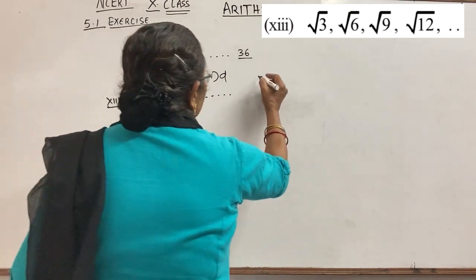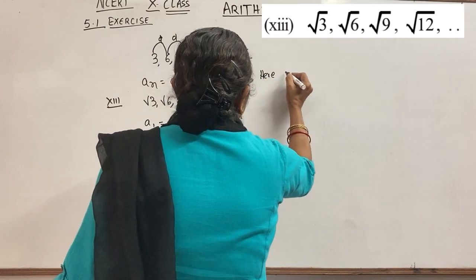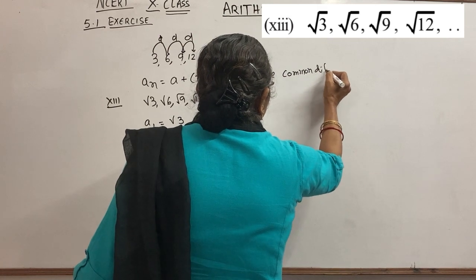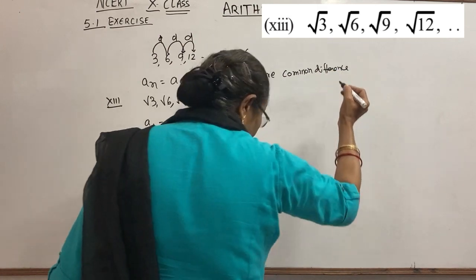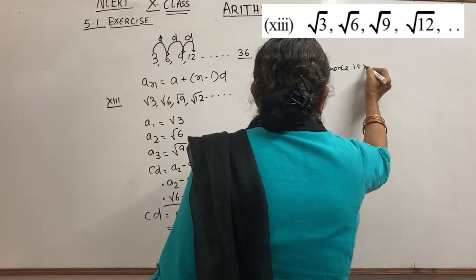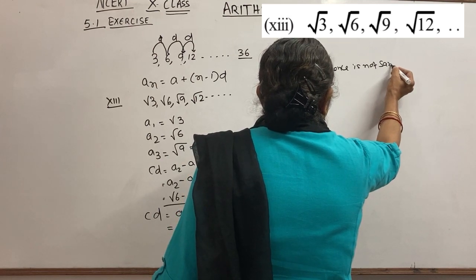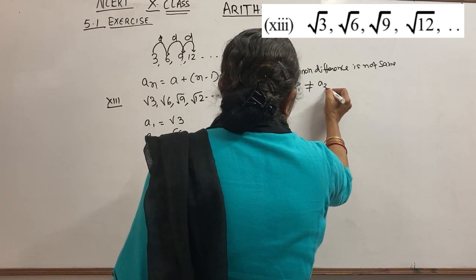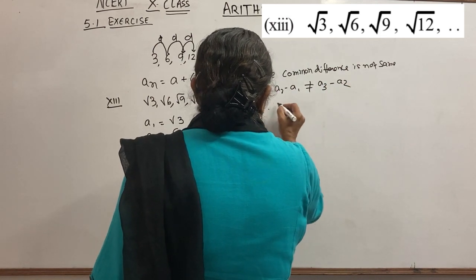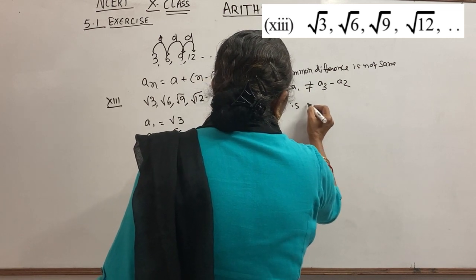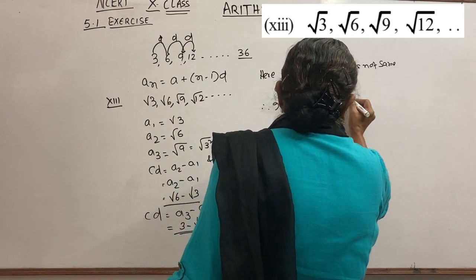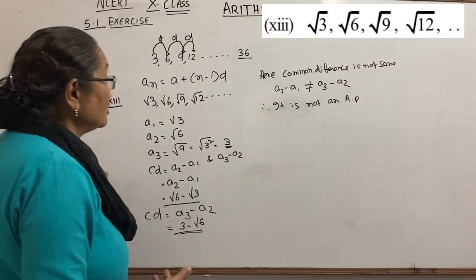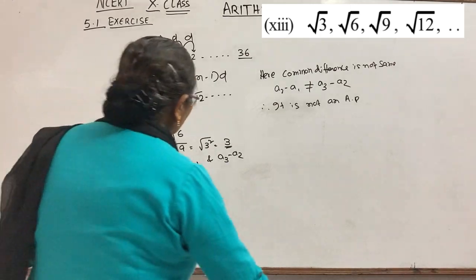So here, the common difference is not the same, isn't it? That means A2 minus A1 is not equal to A3 minus A2. Therefore, it is not an AP, it is not an arithmetic progression. So, you need not go further.